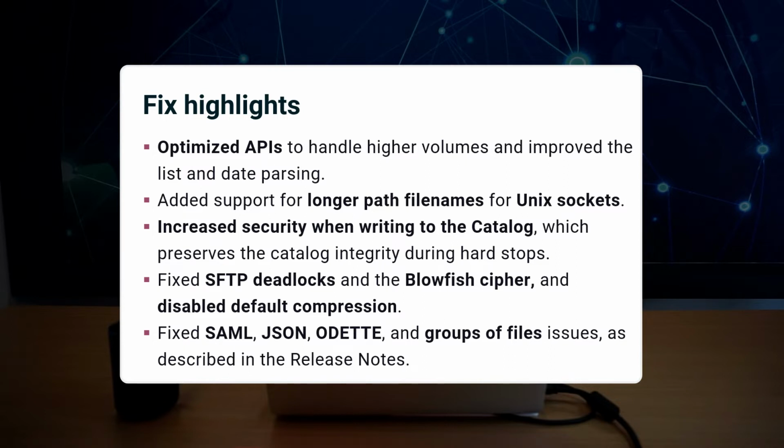Regarding SFTP, we identified and removed possible deadlocks and made several enhancements to cipher switch for Unix and IBM. Compression is disabled by default for SFTP, as before it was enabled. More small fixes have been done related to SAML, JSON, ODET, group of files. Please refer to the release notes for a comprehensive list of fixes and improvements.